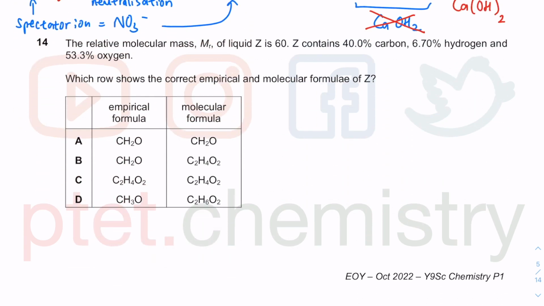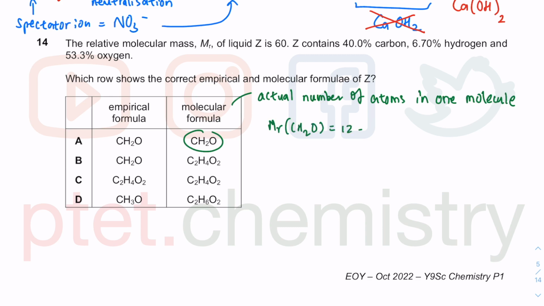Question 14, relative molecular mass of liquid Z is 60. And so the Mr of liquid Z is 60. If I see the molecular formula, this is the actual number of atoms in one single molecule. This is as stated in the syllabus as part of the definition of empirical and molecular formula. So if I work out the Mr of CH2O, that is 12 plus 2 times 1 plus 16, and I get 30, not 60, but the Mr of liquid Z is 60, so this is already wrong.